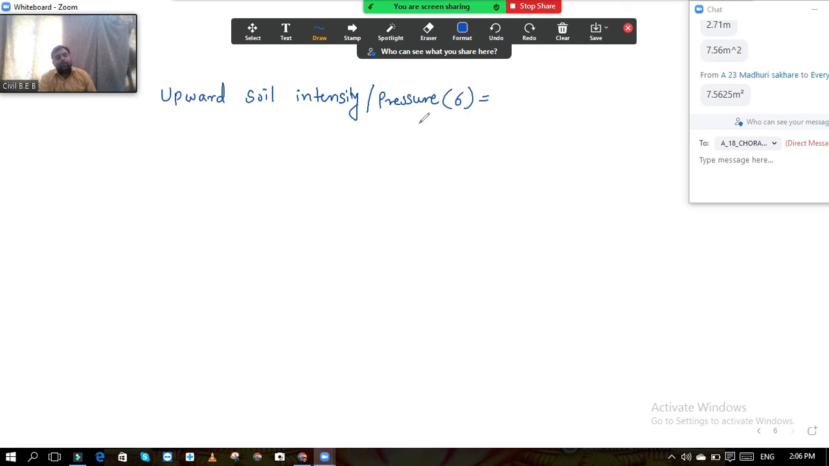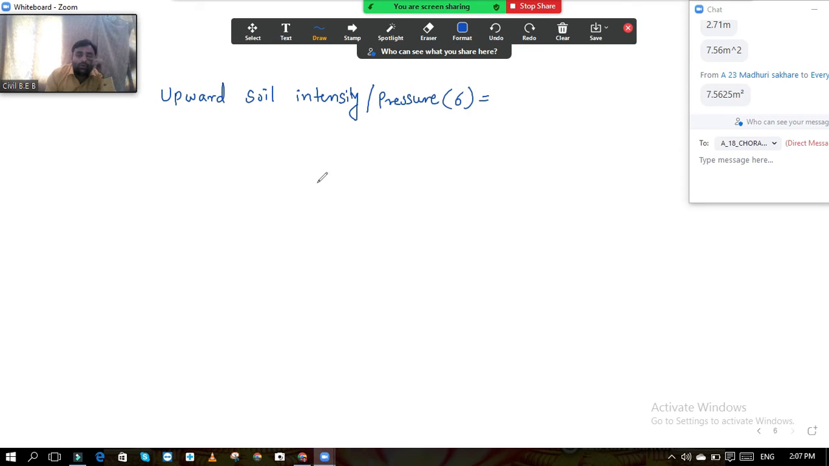Now see, we are calculating the upward soil intensity or pressure. Pressure means what? Pressure and stress, the units are the same: Newton per mm square, kilonewton per meter square, whatever it may be. But what is the difference? The pressure is externally applied, generated due to an externally applied force. And stress is internally developed in the body. One is external, another is internal. That is why two different words are used, pressure and stress.